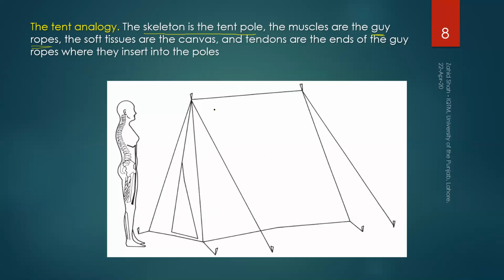The soft tissue, your skin, for example, is just like the canvas the tent is made of, and tendons are the ends of the guy ropes where they are inserted into the poles. So these ends are similar to the tendon. You can use this analogy just to get an idea of the human musculoskeletal system. But you know a lot more than what this analogy shows.